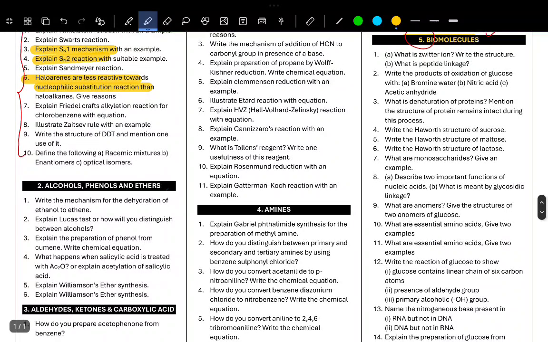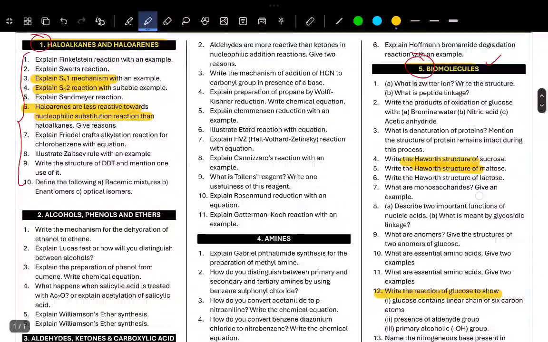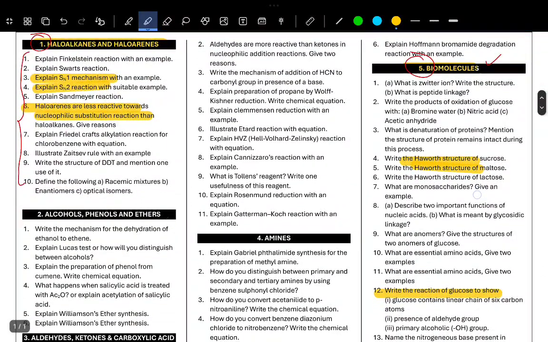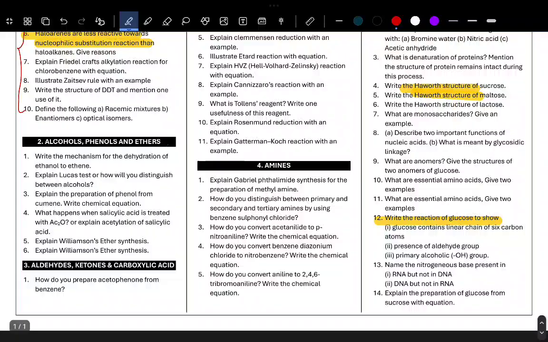Similarly, from biomolecules, the Haworth structures are very important. And then the question where you have to show that glucose has an aldehyde group, an alcoholic group, or that it contains a linear chain is also very important. So make sure to study these two chapters. Once you're done with these two, you will be able to answer 2 questions easily. Out of 4 you have answered 2, you just have to answer 2 more questions, and those 2 you can answer from any one of these 3 chapters.